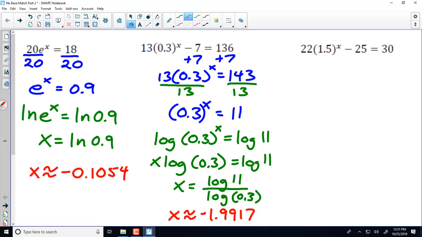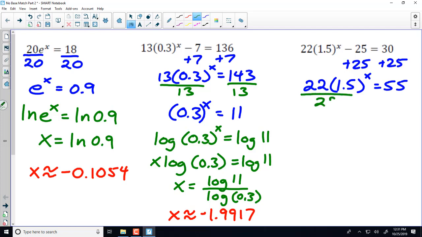Okay, let's do the last one up here. So we got to isolate the 1.5 to the x, so we'll do this in 2 steps. I'll add 25 to both sides. Then I'll divide both sides by 22. Divided by 22 is actually going to be 2.5.